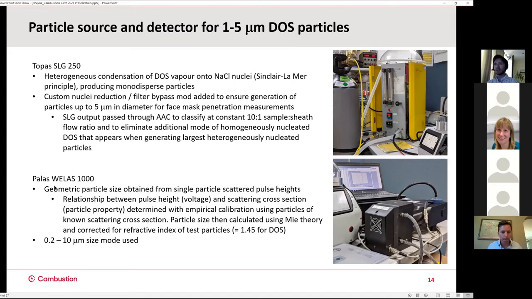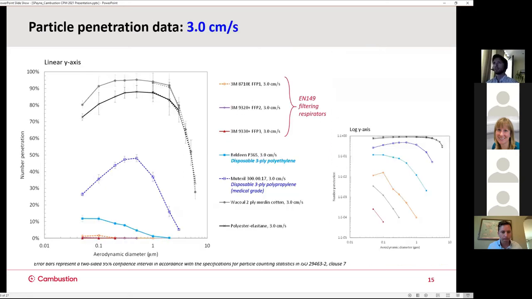And then the Palas Welas, so that's output in geometric particle size obtained from single particle scattered pulse heights. So the relationship between pulse height and scattering cross section is determined with a calibration using latex particles. Particle size is then calculated using Mie theory and corrected for the refractive index of the test particles we're using, which is 1.45 for DOS. So we're using that in the 0.2 to 10 micron size mode, although we are primarily using this as a total particle counter.